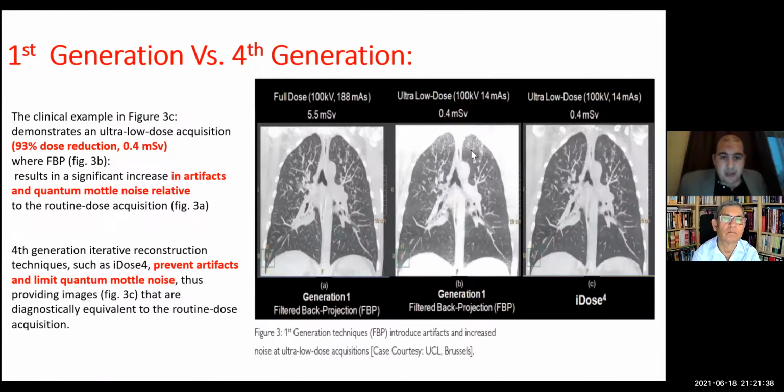Okay, so let us look at some comparisons from some studies. You will find a lot of studies comparing filtered back projection and iterative reconstruction techniques. Here, as we see, for this patient using generation 1, a CT chest lung, these patients were scanned with 100 kV and 188 milliampere-seconds, which is the high dose. The dose received by these patients was around 5.5 millisievert, but using the ultra low dose technique with 100 kV and 14 milliampere-seconds, the dose was reduced to 0.4 millisievert.